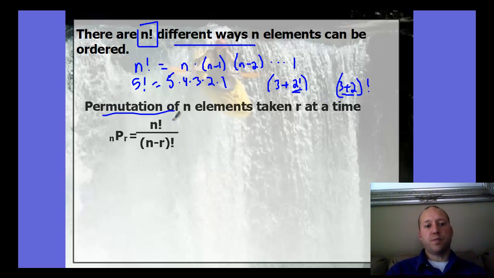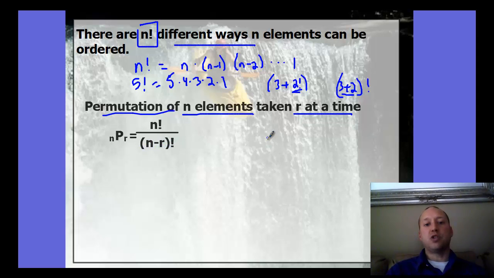A permutation, or order matters, is another way of saying that: we're taking n elements and taking r at a time. So if you have a group of n elements and we're going to take r at a time, how many different ways or orders could you create from that? It's found using this formula, nPr, which is equal to n factorial divided by n minus r factorial.